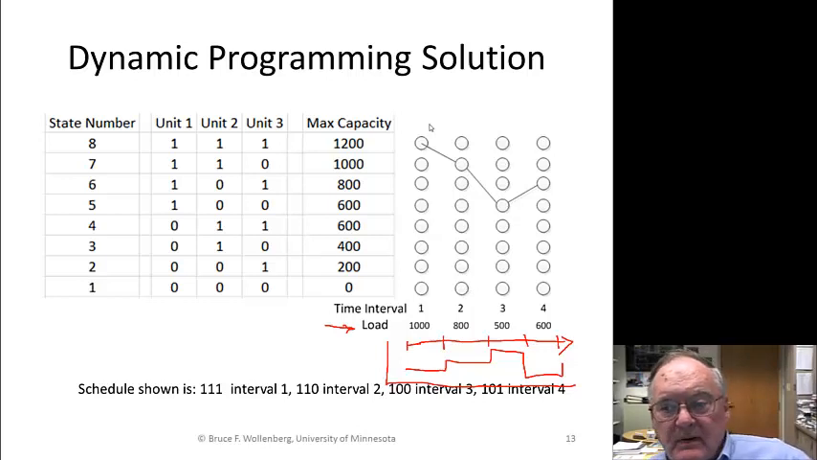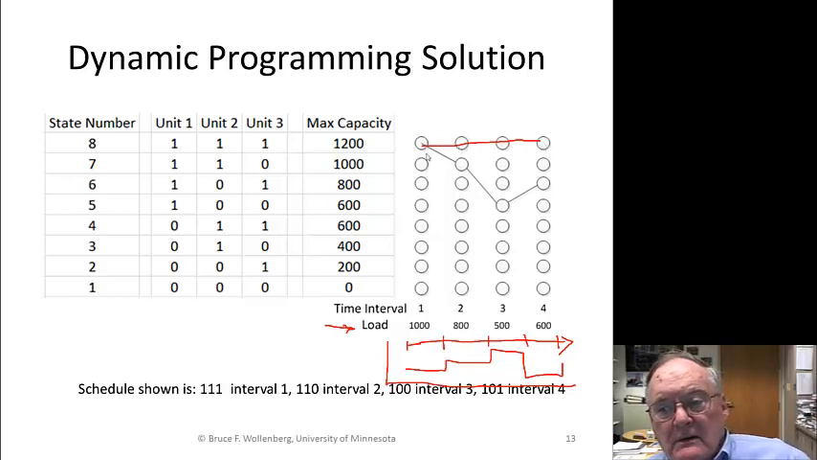Well, this particular path says I started out with all 3 of them on. Then I turned off number 3. Then I came down here and I just had number 1, and then I turned number 3 back on. Now that's a path that represents a unit commitment schedule. The schedule says it goes from this combination to this combination to this to this. The simplest combination is this: never turn anything off.